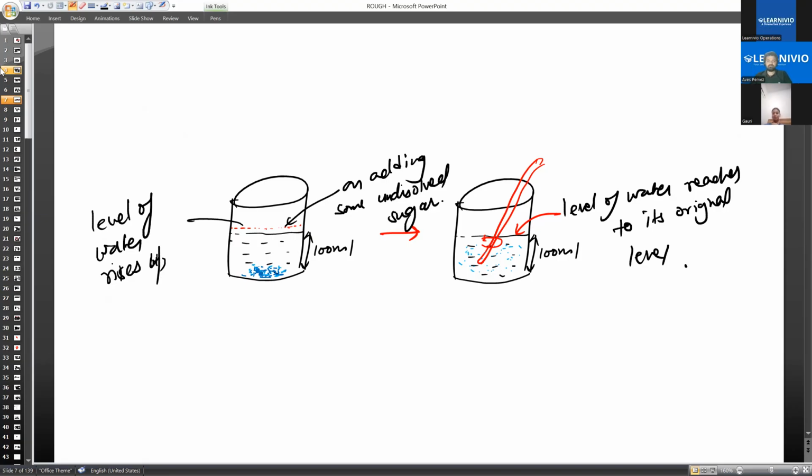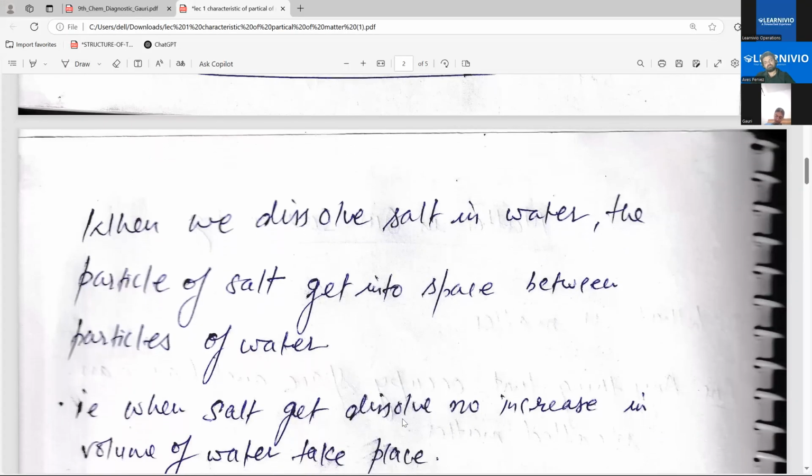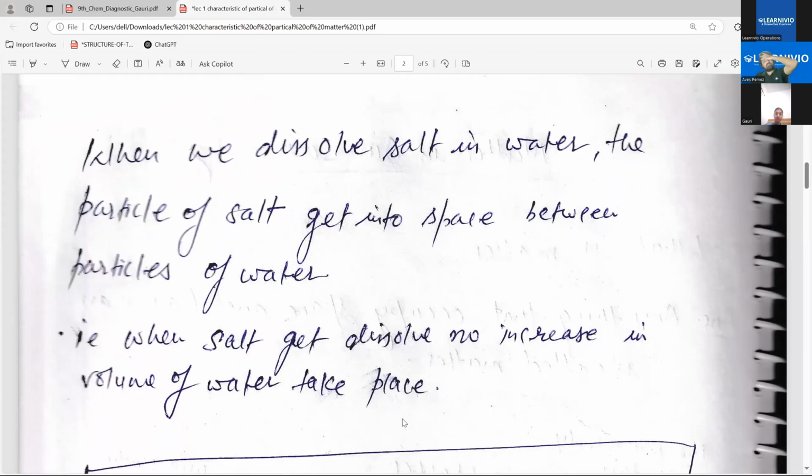Please note it down properly in your notebook. When we dissolve salt in water, the particles of salt get into the space between the particles of water. And when the salt gets dissolved, no increase in volume is seen. Okay.